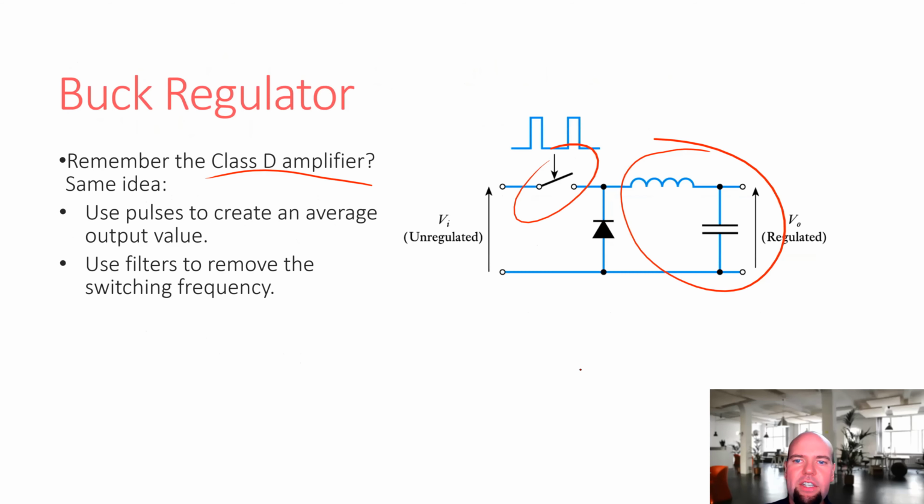Did I not show the diode? I did show the diode here. What's this diode here? Why do we have that there? The switch produces a pulse train, and then it gets LC filtered. What's the reason for the diode?